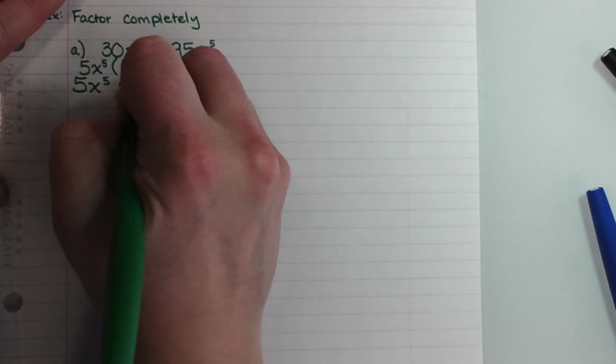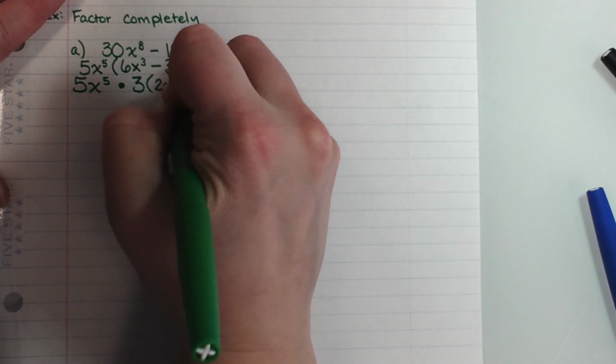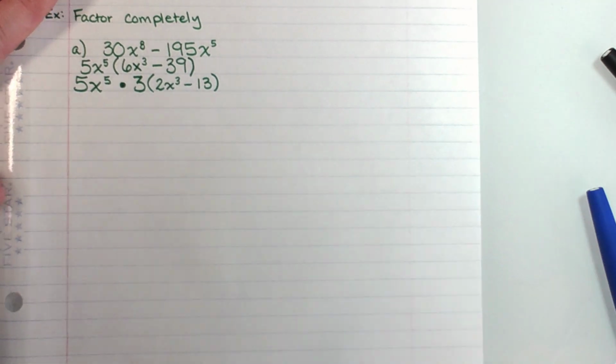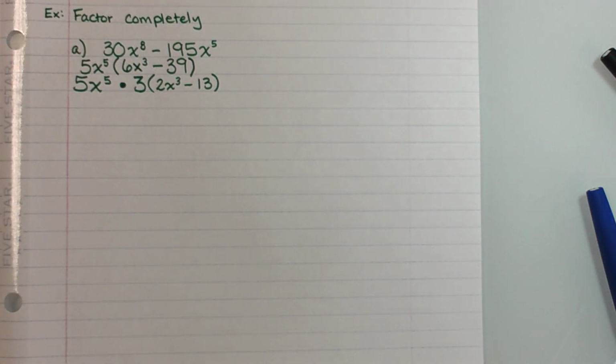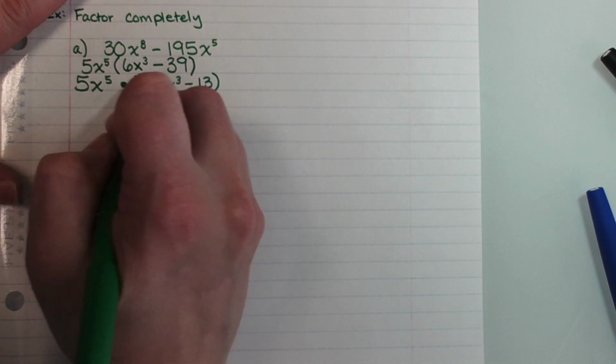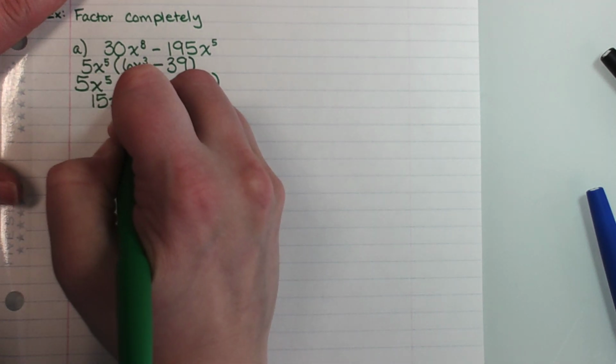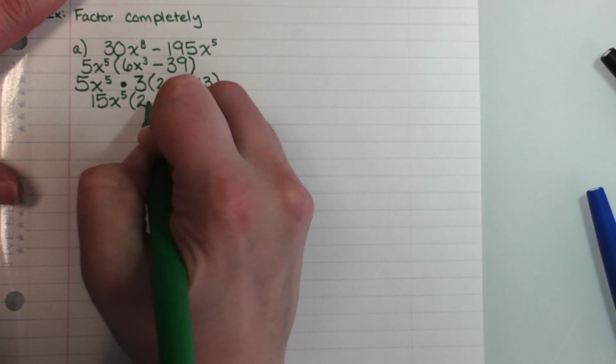We would get 5x to the 5th. Now we're multiplying by a 3 that we're factoring out. We'd be left with 2x cubed minus 13. Do the parentheses still divide by something? No, which means now we got the biggest thing out. The last thing we just have to do is simplify this stuff. The greatest common factor should have been 15x to the 5th power.